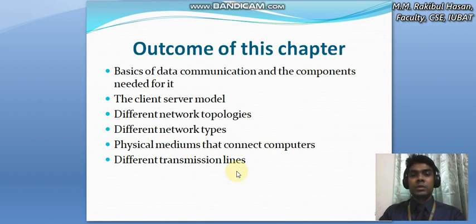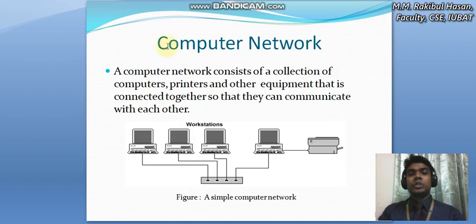But in this class I will discuss only two topics. First of all, I would like to discuss what is computer network, and the second topic is what is data communication, and I will explain the different components of data communication. As I already mentioned, our first topic is computer network. Let's see what is computer network.